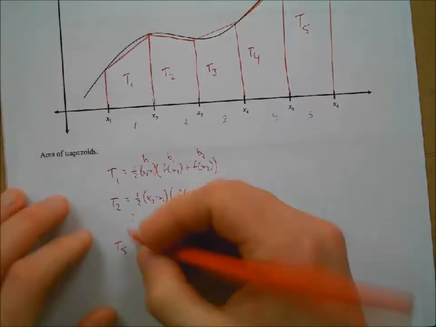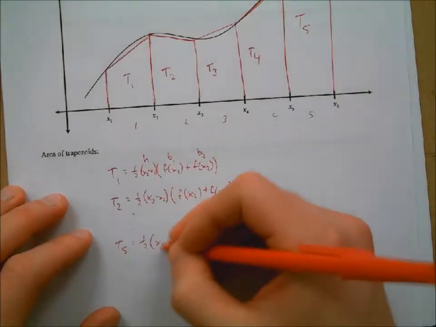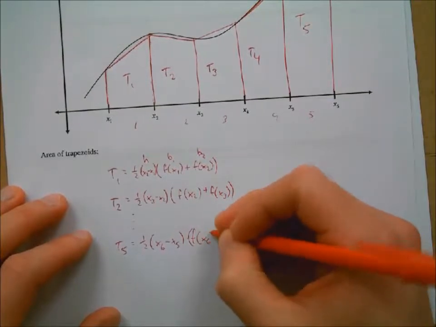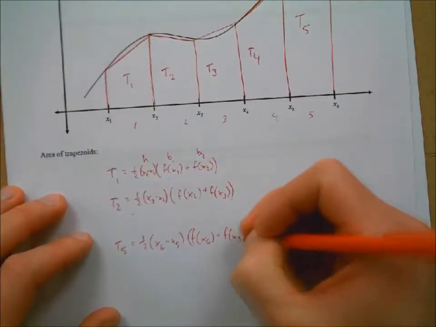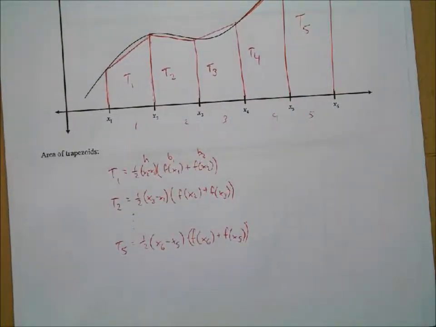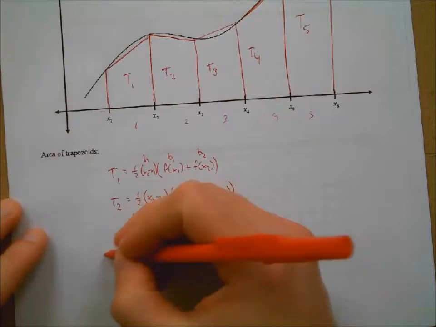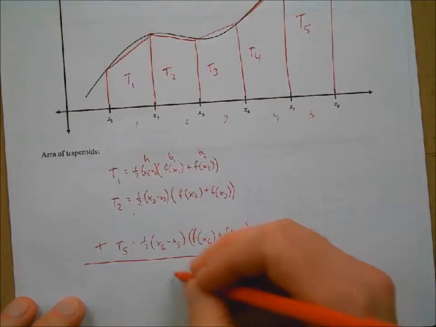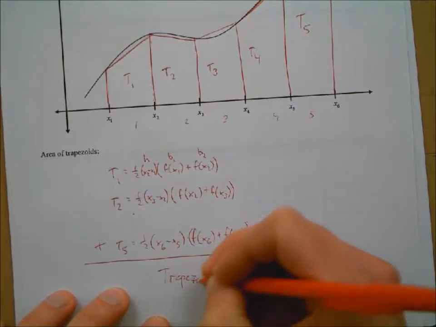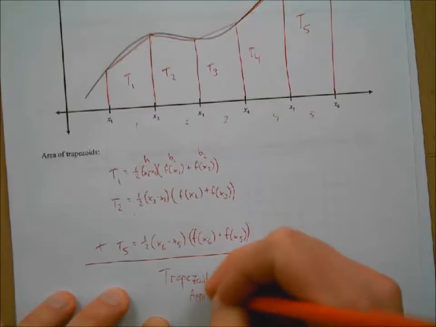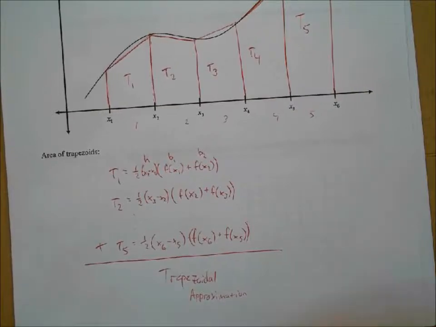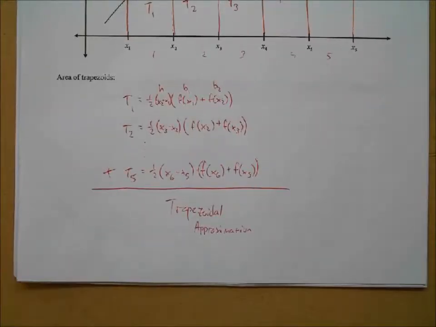So I'll just put a dot, dot, dot, and we'll do the T sub 5, which is then 1/2 times x6 minus x5 times f of x6 plus f of x5, or f of x5 plus f of x6, whatever there. And of course then to come up with that, we would add up those sums, whatever they would be, and we would get our trapezoidal approximation. We add those up, whatever that would be. That would be our answer.